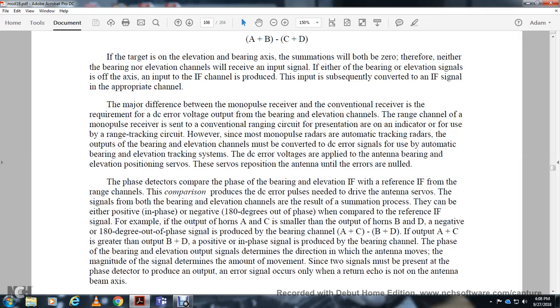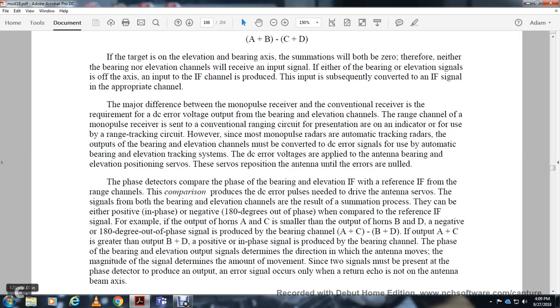The phase detectors are common for the bearing and elevation. Intermediate frequency is taken from the intermediate frequency range channel, with the comparison producing the DC error voltage needed to drive the antenna servo, with the signal of both the bearing and elevation channels. The result can be either positive or negative, the input being in phase or 180 degrees out of phase compared with the reference intermediate frequency. For example, if the output of horns A and C is small and the output of horns B and D is negative 180 degrees, it is produced in the bearing channel with A plus C minus B plus D.